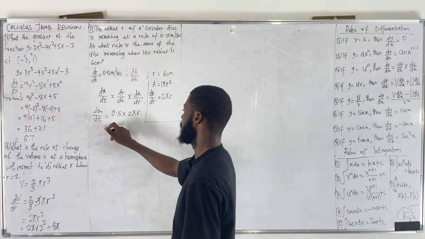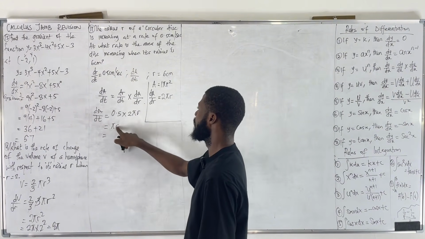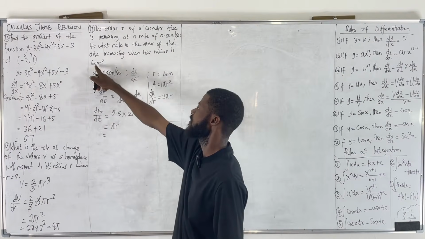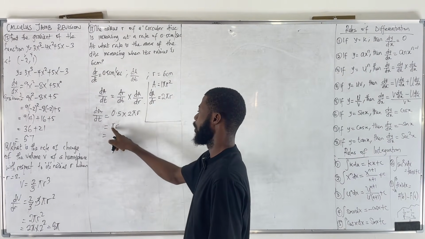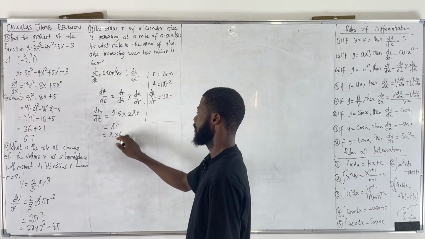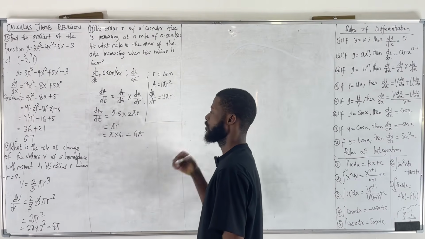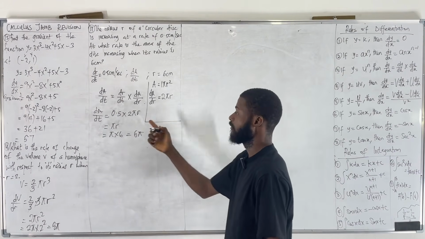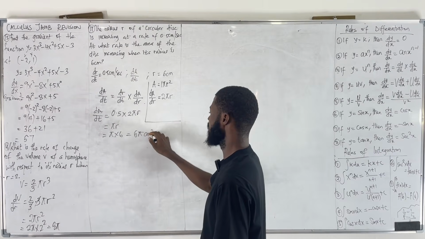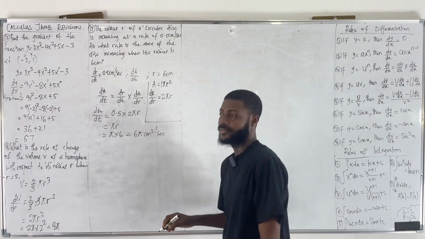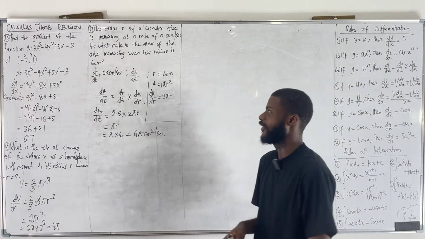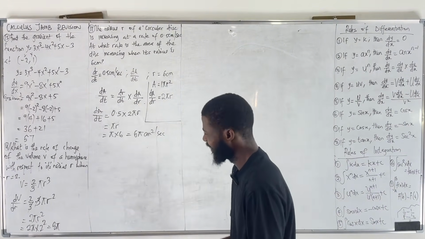So this will just be pi r remaining. But remember they said that the radius is 6 centimeters. So this will become pi times 6, which is 6 pi. That will be the answer. If you need a unit, it will be centimeters squared per second. So that was a nice one.